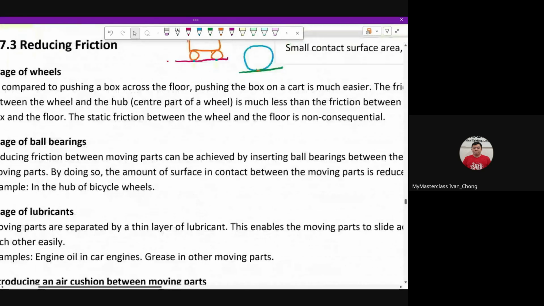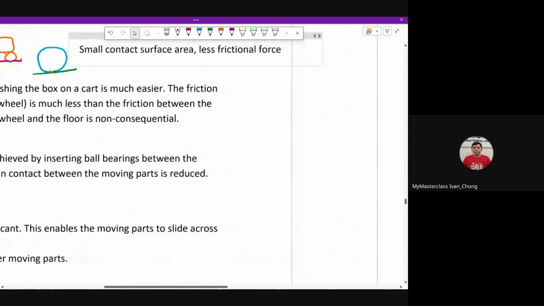Ball bearings work in the same way. Ball bearings are actually little metal balls. So if you open up, for example, your fidget spinner, which kind of looks like this, right? I don't know how to draw one. But basically, if you open the cap at the center part, you'll notice that it is made of many, many metal balls arranged in a circle.